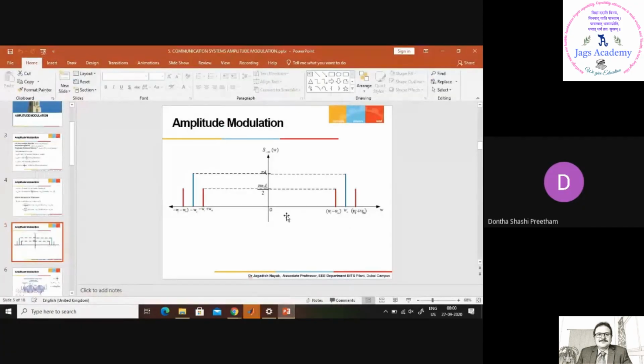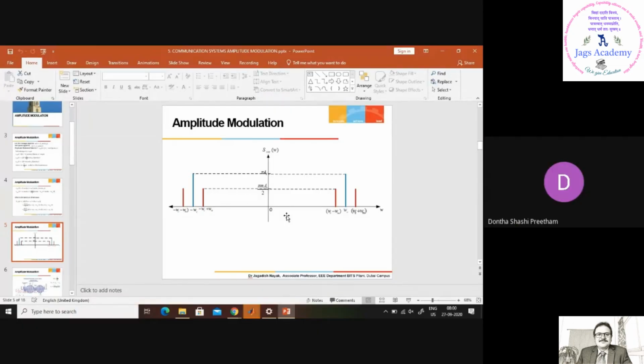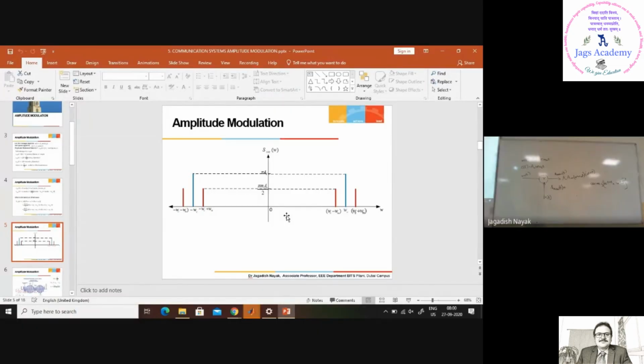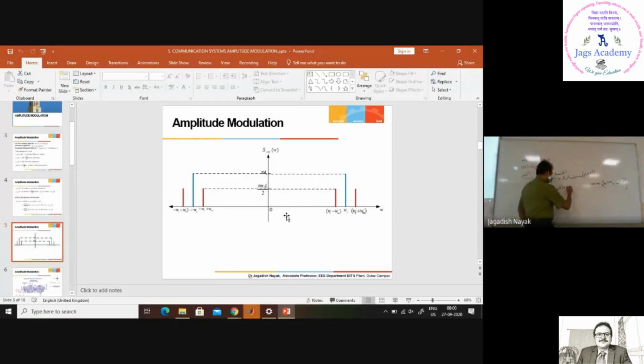So what does DSBSC mean? Okay, what do you get? Tell me. Double sideband. AC, AM by 2 into cos of (FC plus FM), plus cos of (FC minus FM).